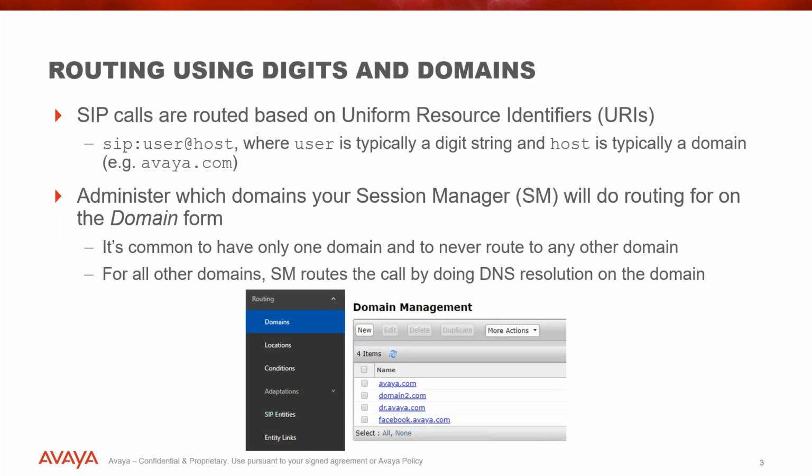Routing using digits and domains. This is pretty much the simplest kind of routing you can do. SIP calls are routed based on URIs, uniform resource identifiers, and they take the form of sip:user@host, where user is typically a digit string. You can route on alphanumeric strings. I'll show you how to do that. And host is going to be a domain. It can be an IP address, but generally it's going to be a domain like avaya.com.